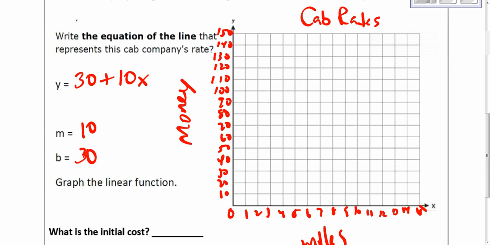So you start at 30, and then each mile goes up another $10. So put a bunch of points on the graph. I would be safe and just put as many as possible. Get out your ruler, draw the line, draw the arrows, label the line.